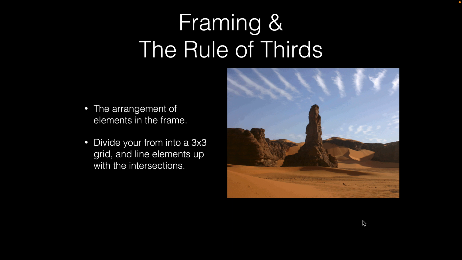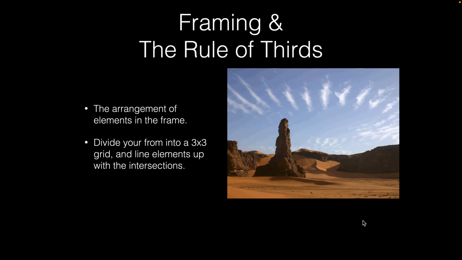And so the rule of thirds really just says to divide your frame into a 3x3 grid and then move your subjects to the intersections of that grid. If we do that, you can see we pull that rock formation out of the center of the image and we put it down into one of the intersections of the grid, and it opens the image up.